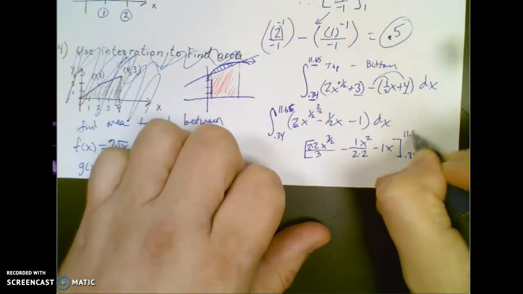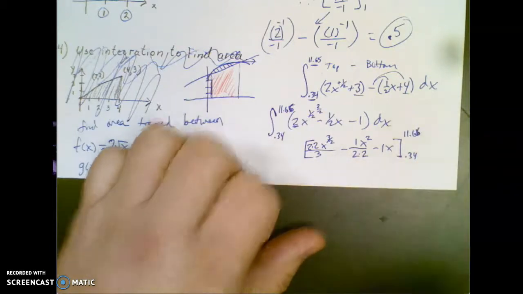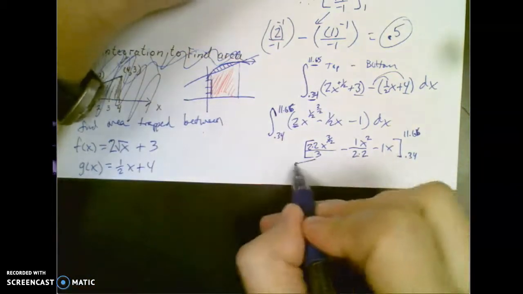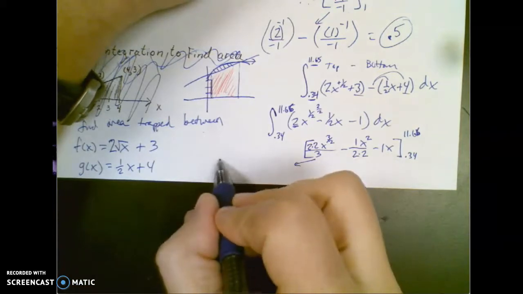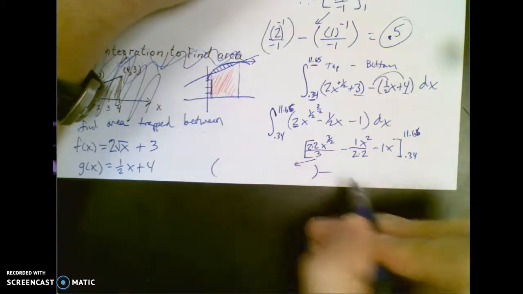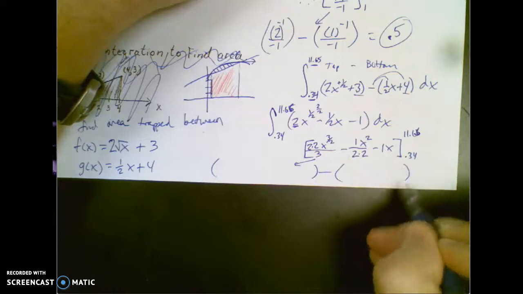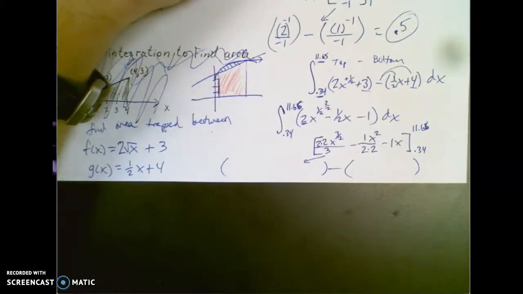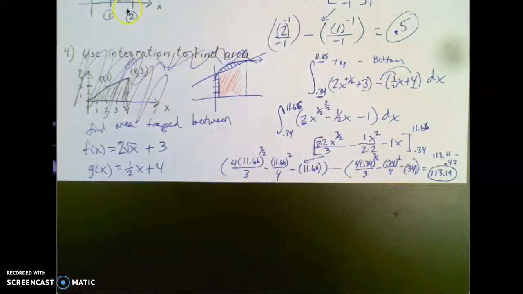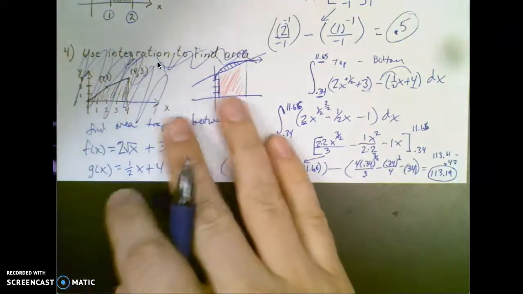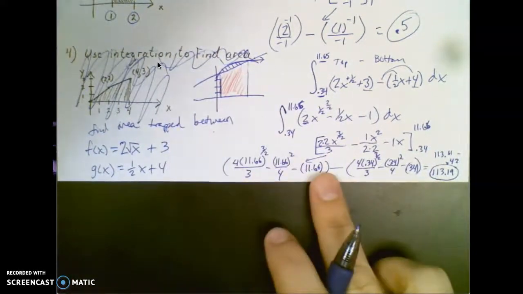0.34, 11.66, and now I'm going to type in this whole thing with an 11.66 plugged in, and then a 0.34 plugged in. I'm going to subtract them. So let me pause it, do that. So that one came out to be 113.19. Once I plugged in the 11.66 and the 0.34, yada yada.